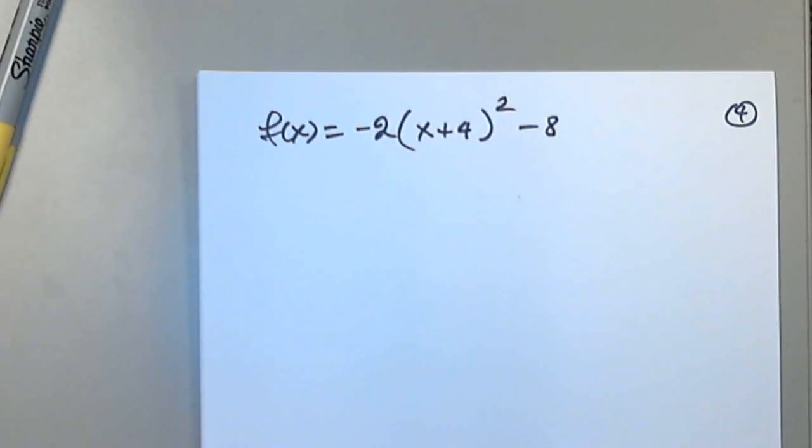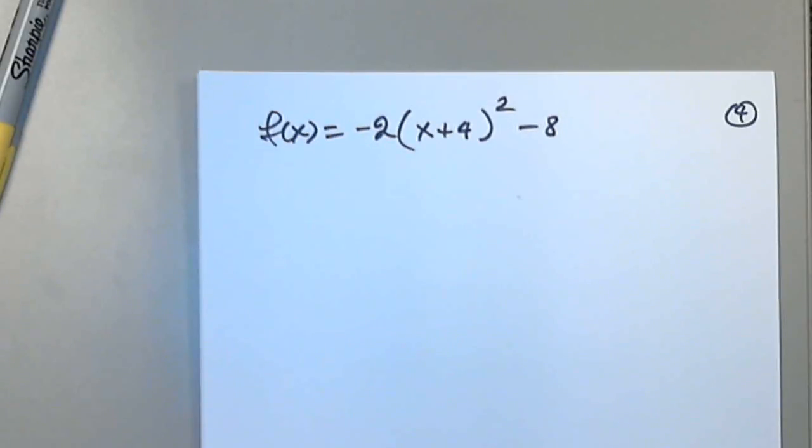One more time from the beginning. X squared. Move to the left 4. Stretch by a factor of 2. Flip. And then down 8.